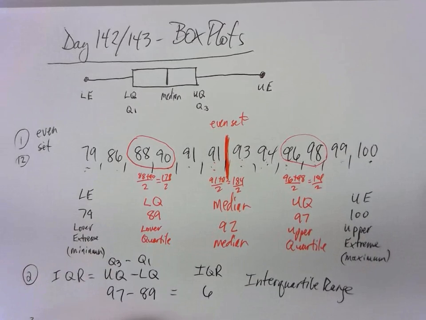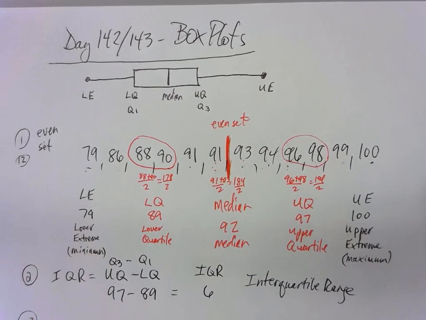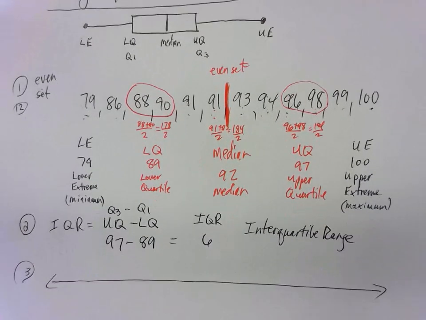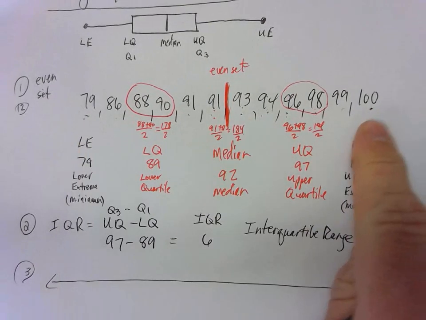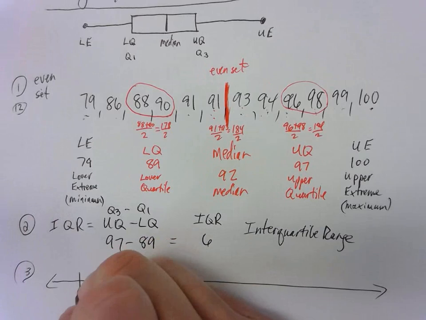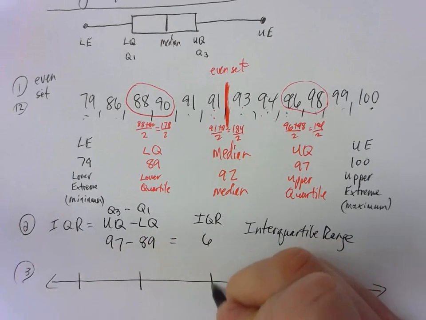Alright, and then you're going to make a little box plot out of these. So right here, I'm going to say, alright, what are my numbers going from? Well, we're going from 79 to 100. So let's go from 70 to 100. So let's go 70, 80, 90, 100.